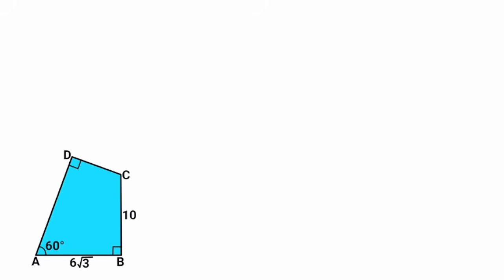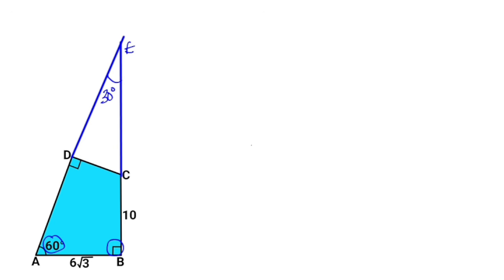To reveal it, let's extend BC and AD upward until they intersect at a new point, which we will call E. Look at the large triangle we have just created, triangle ABE. Since angle ABE is equal to 90 degrees, and angle BAE is 60 degrees, the remaining angle at the top, angle AEB, must be exactly 30 degrees.